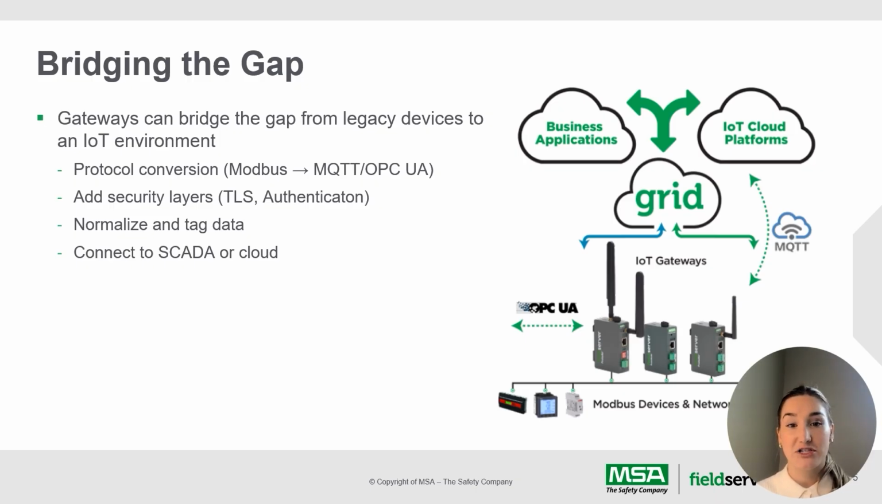Many of the machines out in the field today, whether it's a PLC running a manufacturing line or a controller managing HVAC systems in a commercial building, speak protocols like Modbus, BACnet, or Profinet. These are field protocols that were never designed to connect directly to the internet or to cloud platforms. That's where the gateway comes into play. It converts these legacy protocols into modern interoperable formats like MQTT or OPC UA.